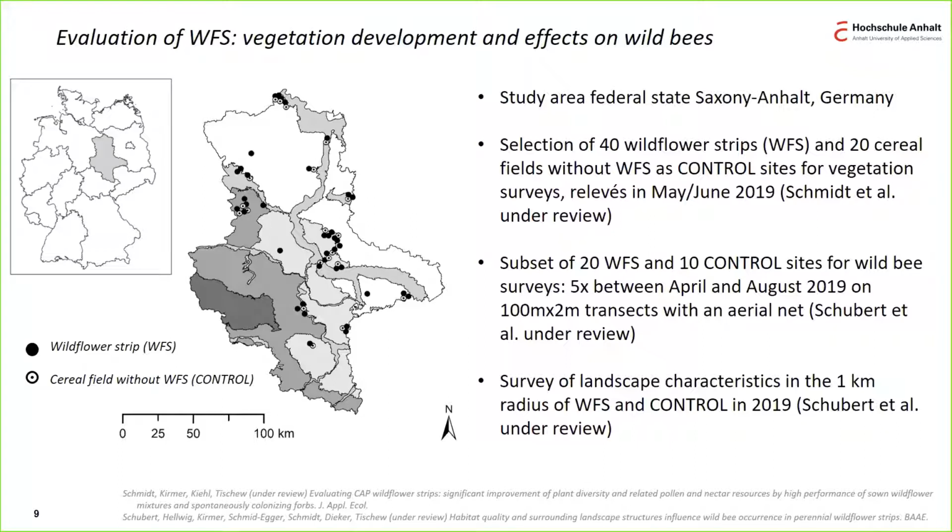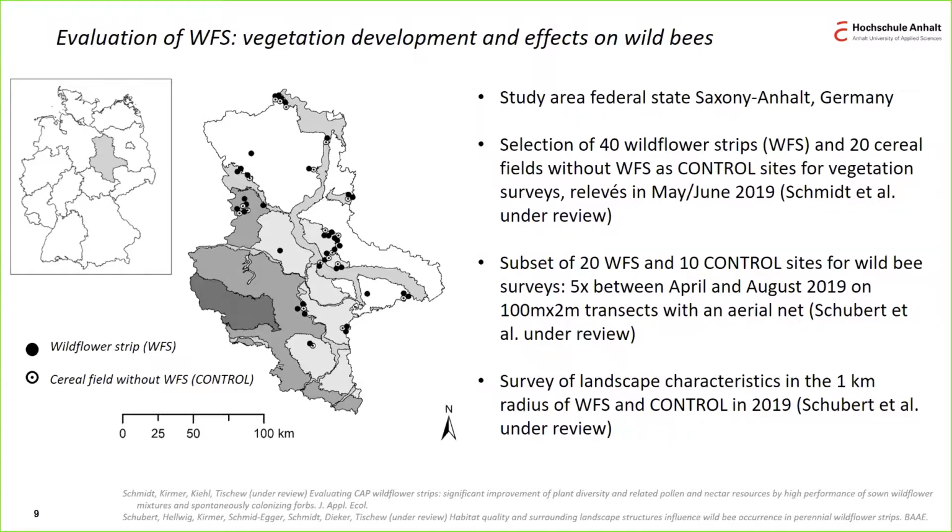On a subset of 20 wildflower strips and 10 control cereal fields, we collected wild bees with an aerial net on 100-meter transects 5 times between April and August 2019. In addition, we surveyed bee-relevant landscape structures in the 1-kilometer radius of all study sites.